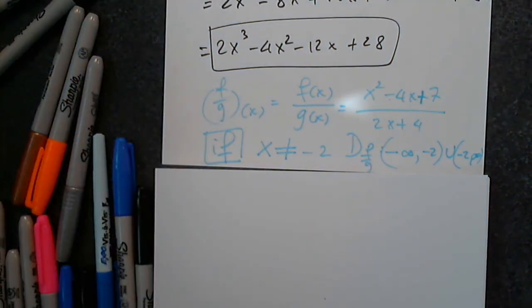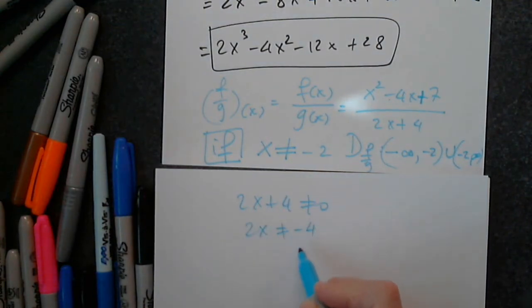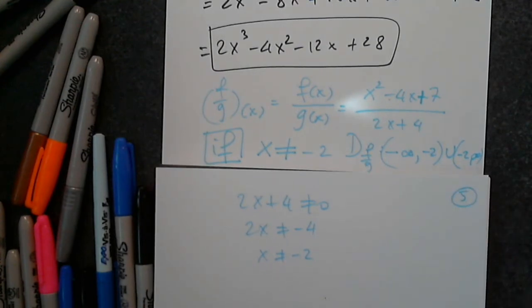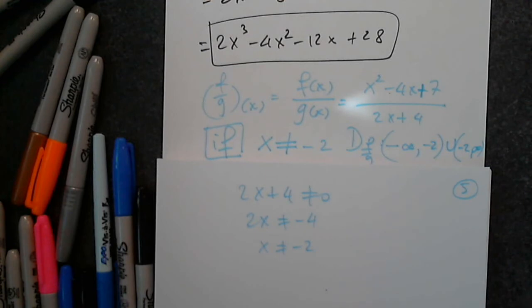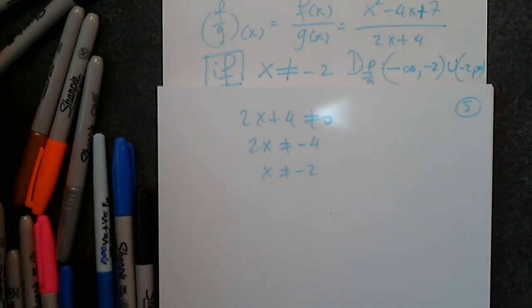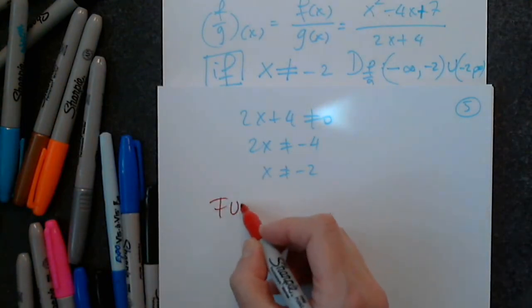Is it clear why we get x not equal -2? Yes? Is it yes or no? Okay. 2x plus 4 cannot equal 0. 2x cannot equal -4. X cannot equal -2. Is this better? The denominator, it's a rational function. The denominator cannot be 0. Is this okay, everyone? Yes? Okay, perfect. Now let's talk about the fifth method of creating new functions. That is called function composition.